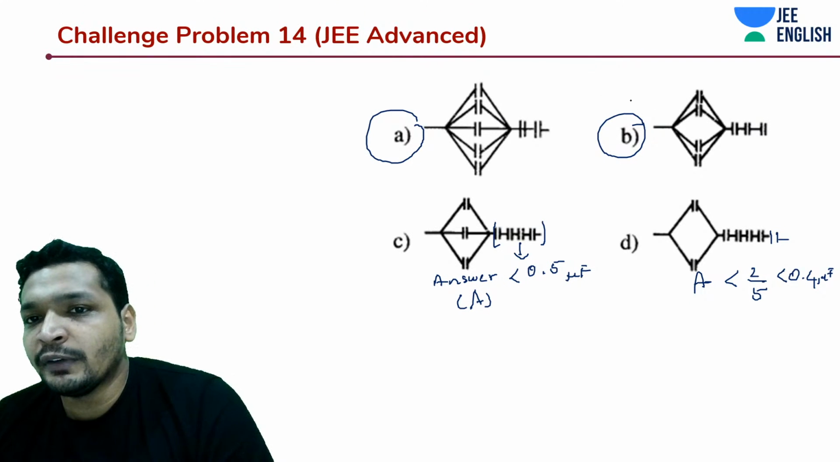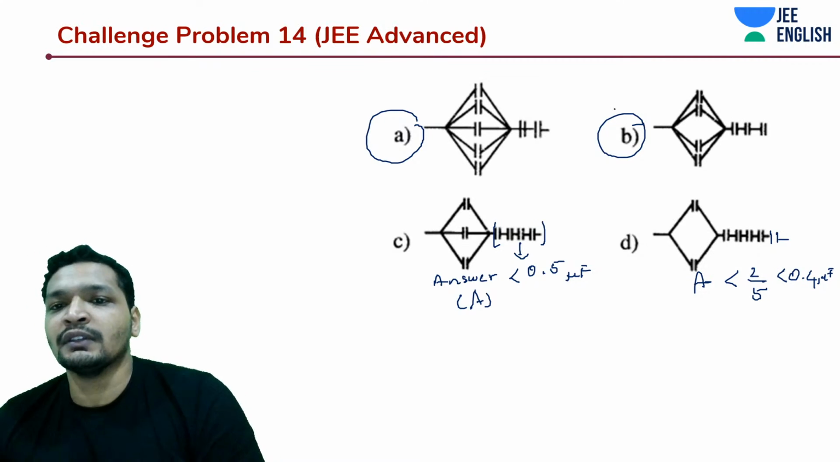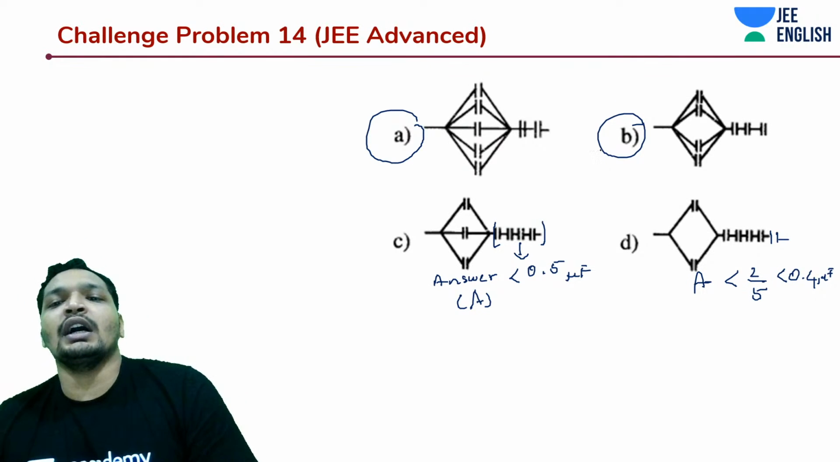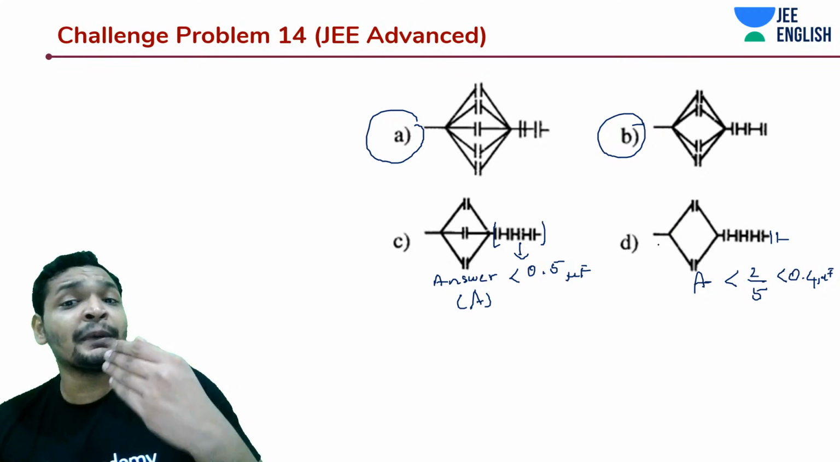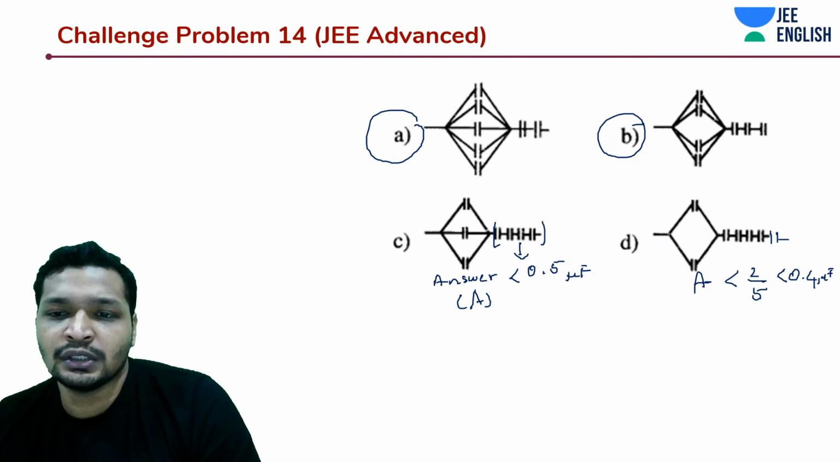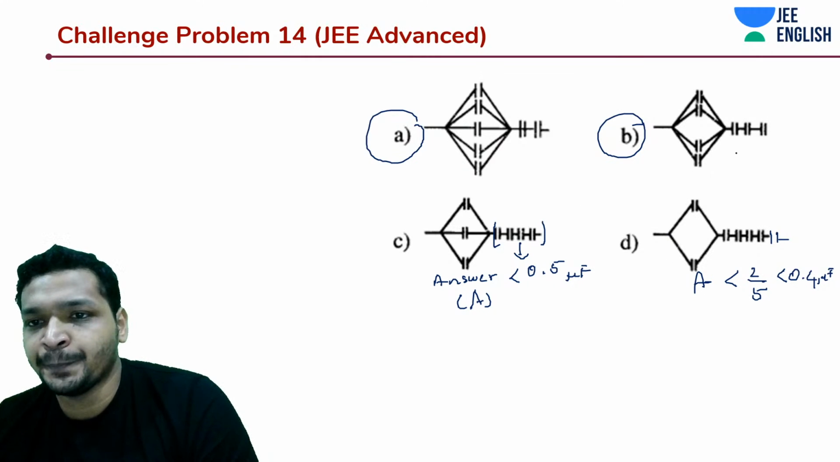Now between these two you need to make the decision. This is without getting into the entire calculation, calculating A, B, C, D. If it's a multiple correct answer or something like that, you don't need to do this. You can simply try to answer from here.